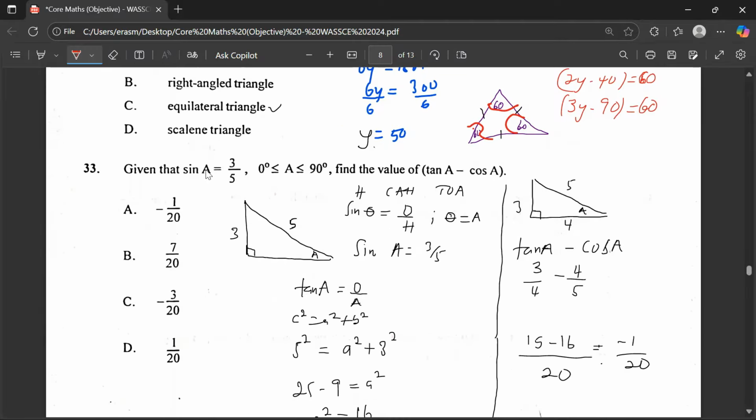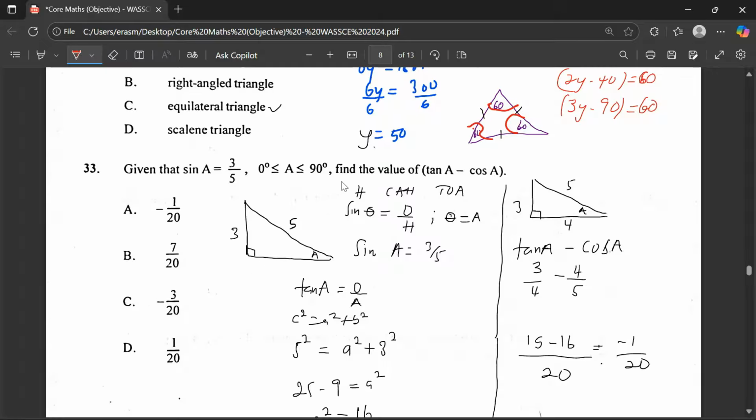Now, given that sine A equals 3 on 5 for values of A such that A is greater than or equal to 0 and A is less than or equal to 90 degrees, then we are to find the value of tangent of A minus cosine of A, right? Now we are going to draw a right angle triangle.